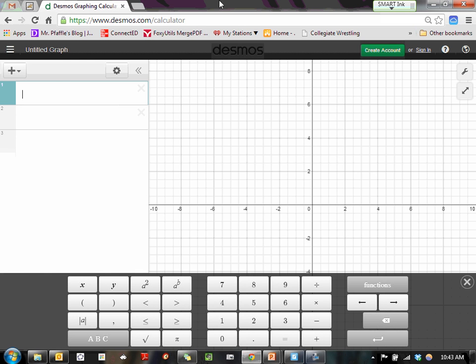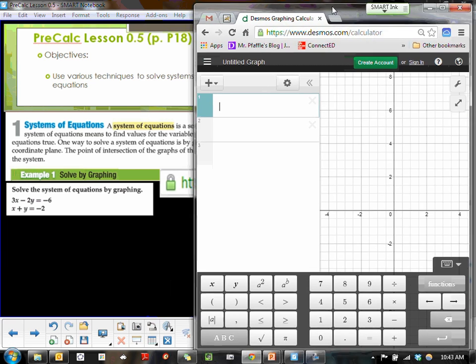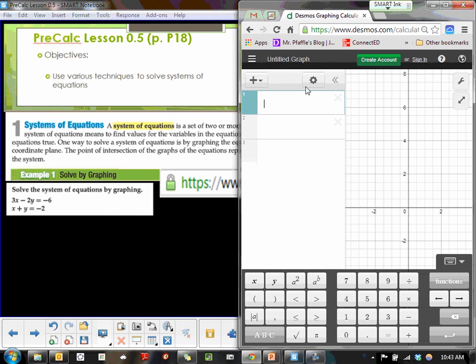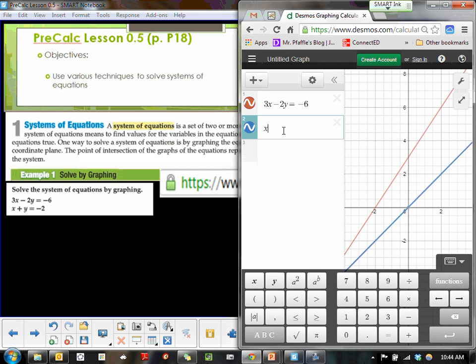So we're going to use this calculator to help us solve this system of equations by graphing. What we want to do is type in both of our equations, and that's the nice part about Desmos. You don't have to solve it for y first. You can simply type in your equation the way they give it to you. It's 3x minus 2y equals negative 6, and it graphs your linear equation, and it's nice because it's in color. Then the other part is x plus y equals negative 2, and it should graph your second equation.